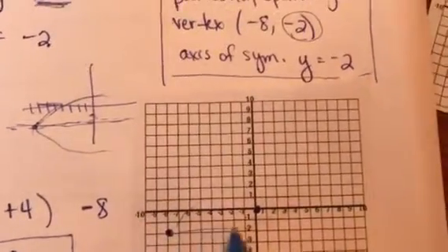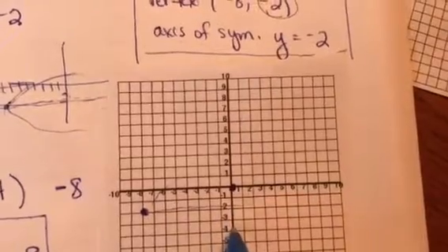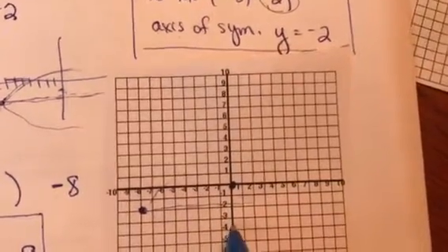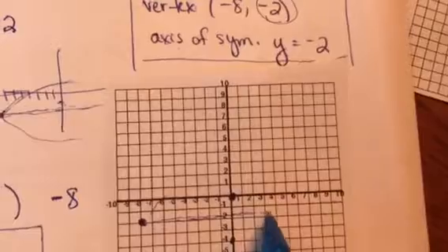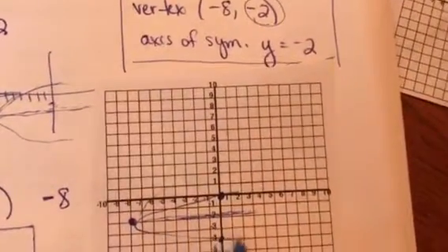Okay, here's my axis of symmetry right there. So you can see if it's up 2, it's also going to be down 2. So it's going to be somewhere right there, because this is my axis of symmetry. So I've got a pretty skinny little parabola that looks like this.